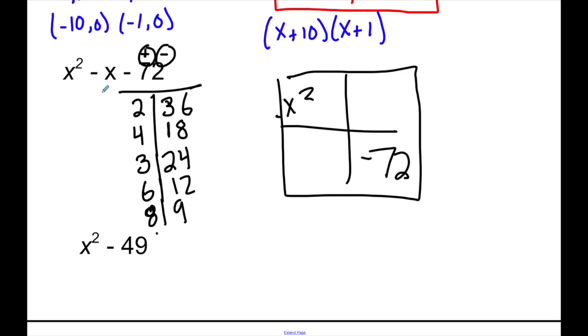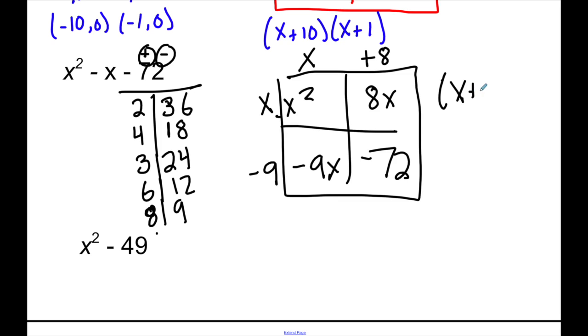All right, so what are my options? I know this has to be an x and this has to be an x because that's how I get x squared. Now here, I'm trying to get to -1, so I do a -9 and a +8. This is 8x, and this is -9x, so these become -x. So I get x plus 8 and x minus 9. Those are my factors.